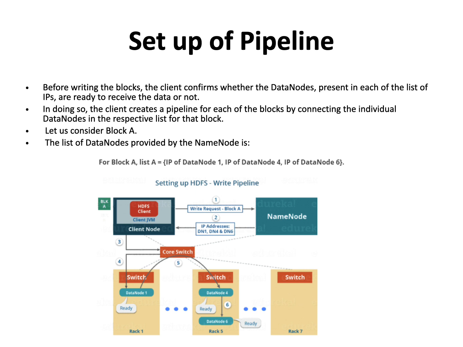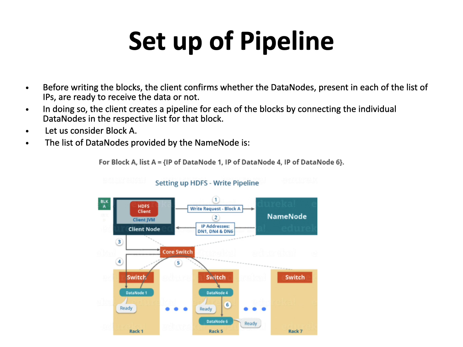For block A, the client will perform the following steps to create the pipeline. Here is the HDFS client, and we can see the first stage step by step. First, the client will choose the first data node in the list of data node IPs for block A, which is data node 1, and establish the TCP/IP connection. The client will inform data node 1 to be ready to receive the block, and it will also provide the IPs of the next two data nodes, where the block is supposed to be replicated.